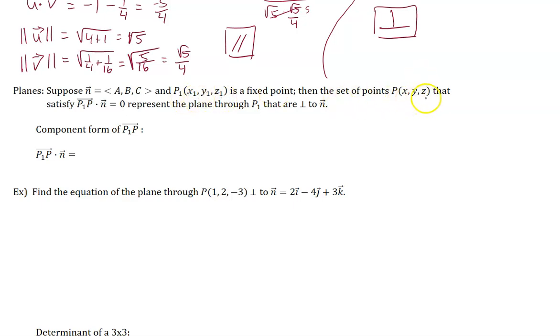So this is the set of all of the points that satisfy that the dot product of the vector from the fixed point to any point, dot the vector, is equal to 0. Just to try and visualize this.